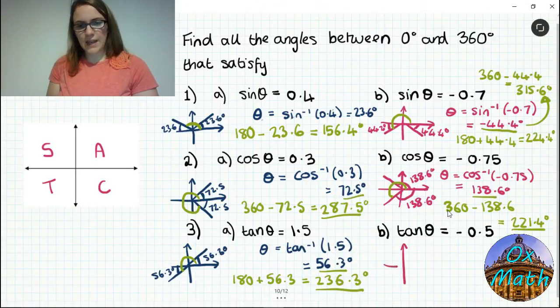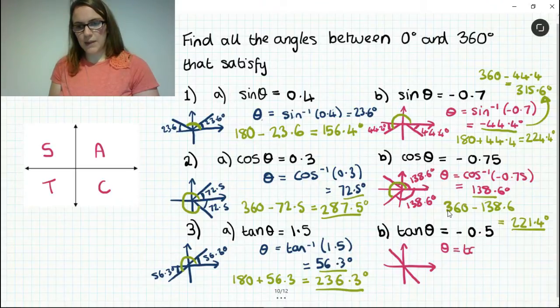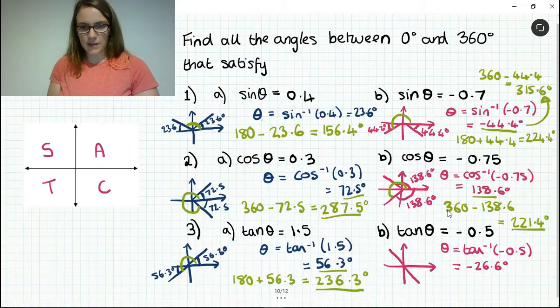For a negative tan, our angles are going to be in the second quadrant where only sine is positive, and our fourth quadrant where only cos is positive. So get the first angle out of your calculator by doing tan minus 1 of minus 0.5, which is minus 26.6 degrees. So that tells us that this angle here, because it's a smaller angle, less than 90, is 26.6 degrees, and therefore this angle here is 26.6 degrees. We are always looking at the angle with the horizontal, not with the vertical line.